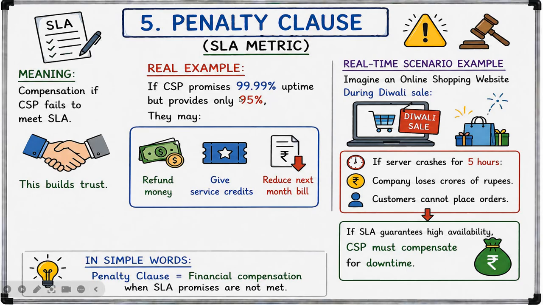One real-time example you can see here is if the CSP promises 99.9% uptime but provides only 95%. What does it mean? It means that the promised service is almost no downtime and the actual service has large downtime, that is, a delay of many hours or days. That is 99.9% versus 95%. What will be the result? This is a clear service level agreement violation, and here the customer is affected badly. So compensation becomes necessary here.